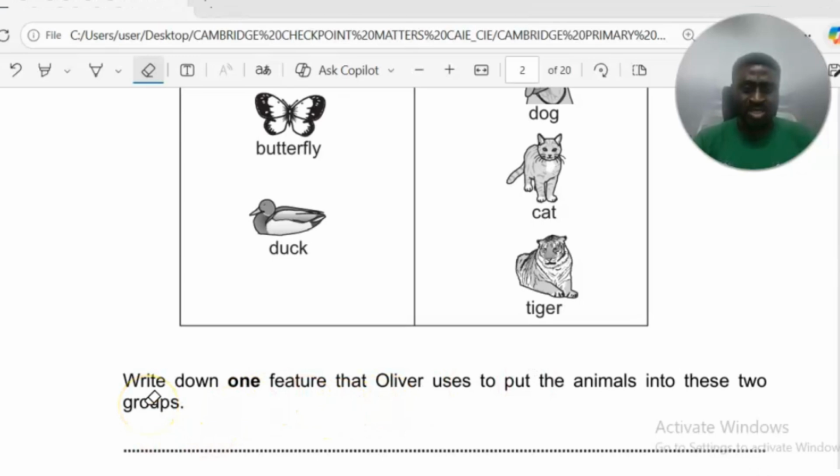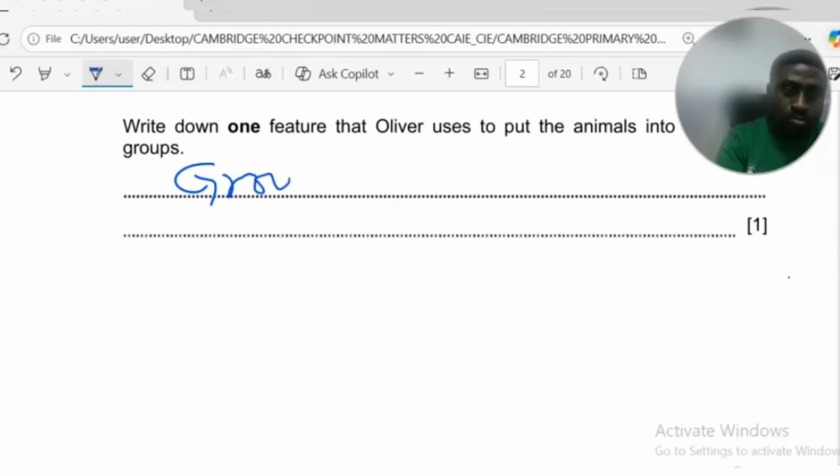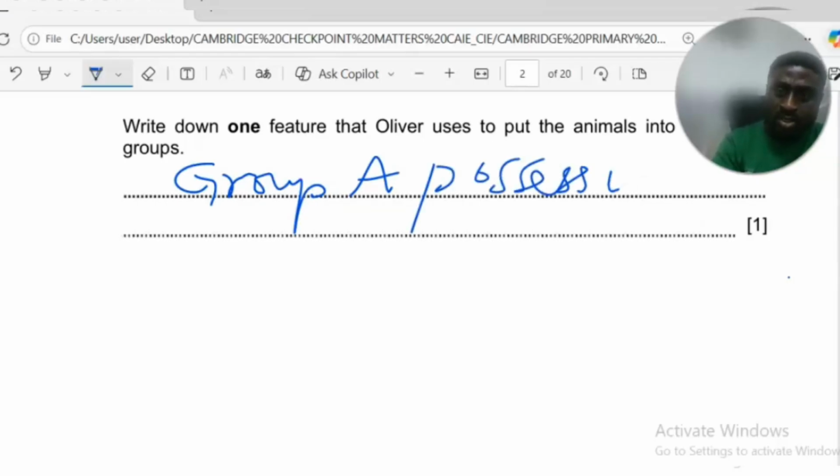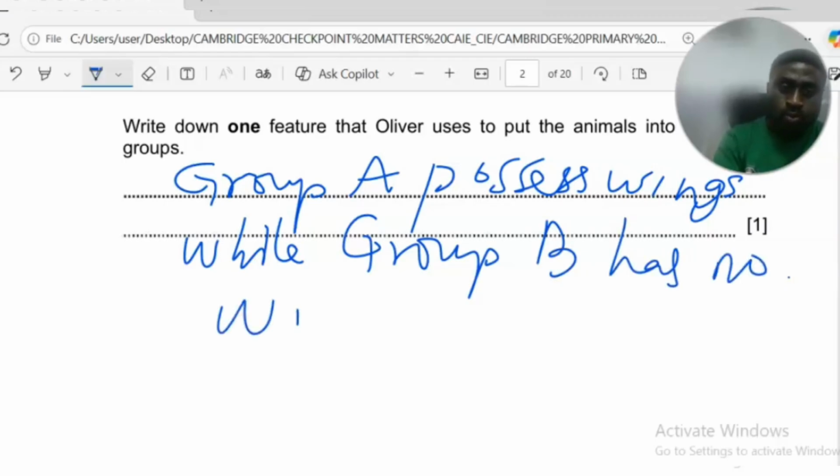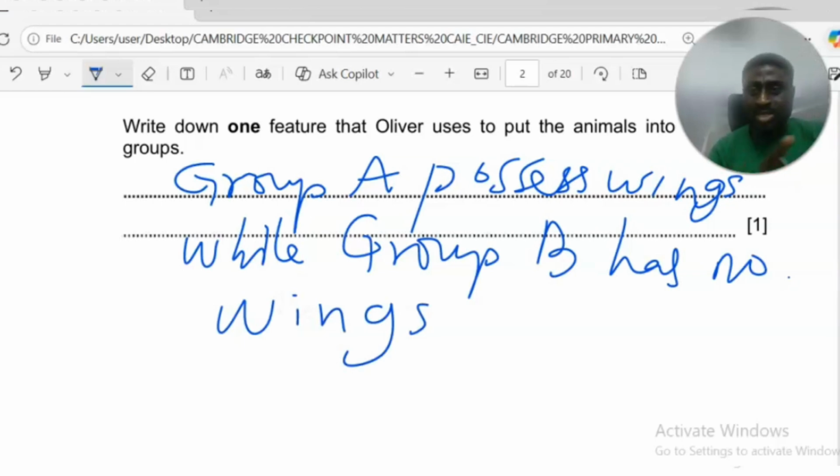So one of the quickest answers is the idea that group A possess wings, while group B has no wings. This is the probable reason why Oliver placed them in that category.